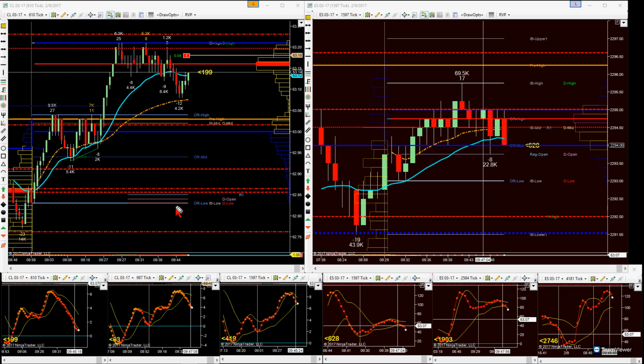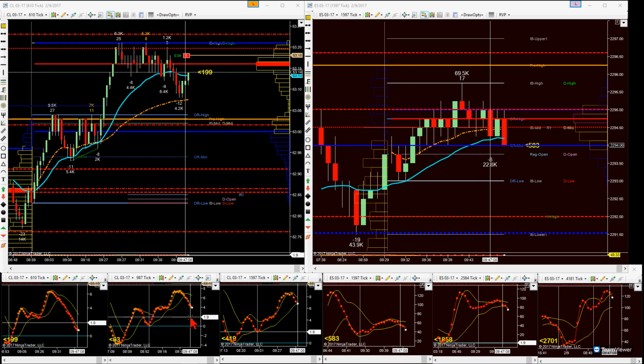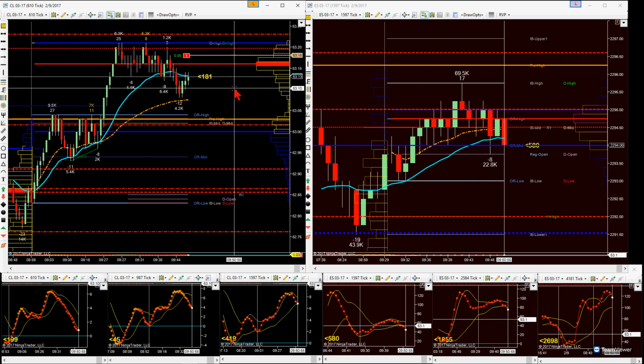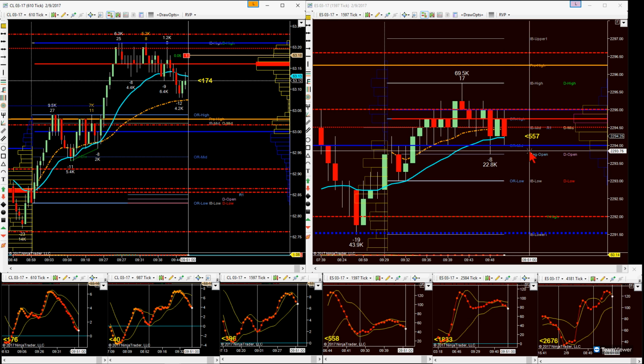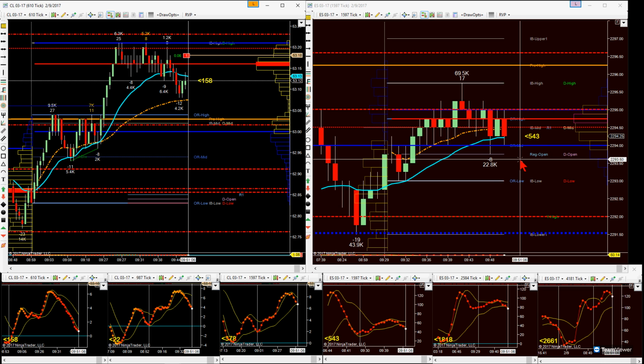So we don't have it on the other two charts, only on the 610. But just something I want to start paying attention to. All right, so ES is still messing around near the open of the day.